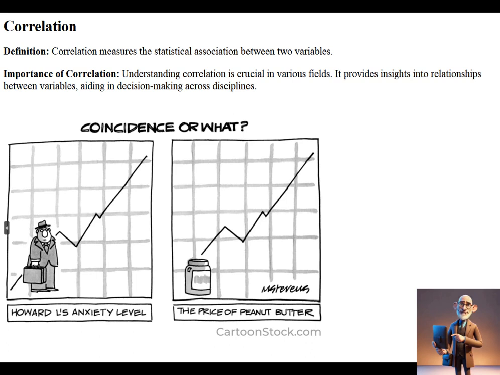Now, why is correlation crucial? Understanding correlation is fundamental in various fields. It goes beyond just numbers. It provides us with insights into the relationships between variables. This understanding is vital for making informed decisions across disciplines, ranging from scientific research to financial analysis.